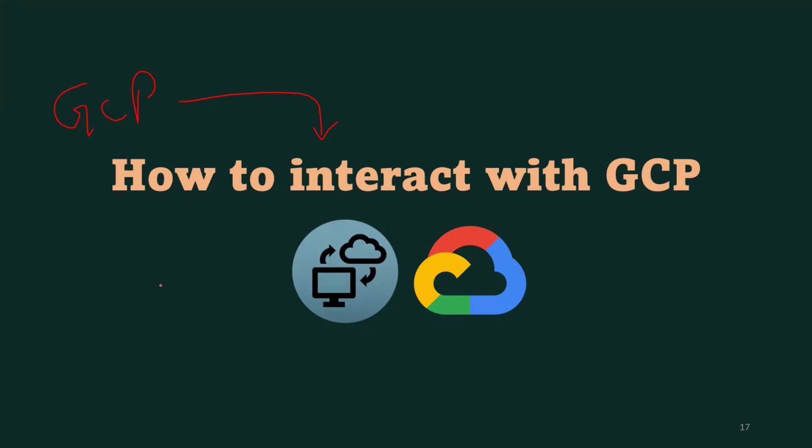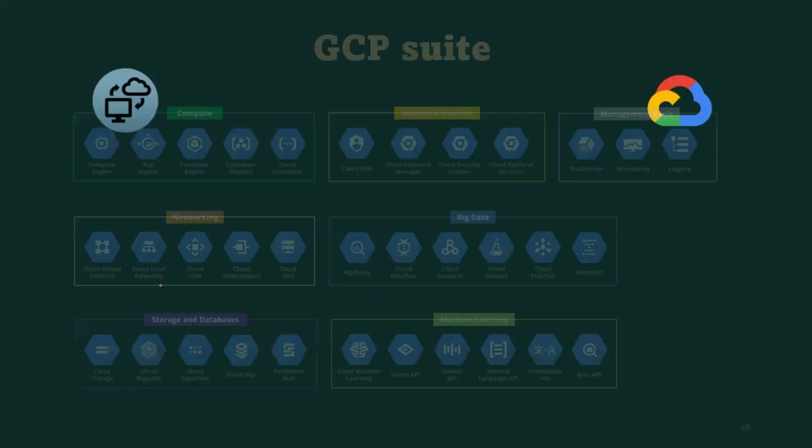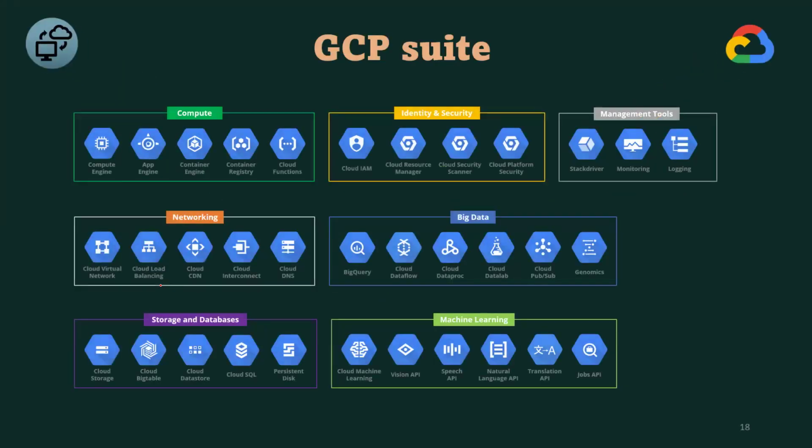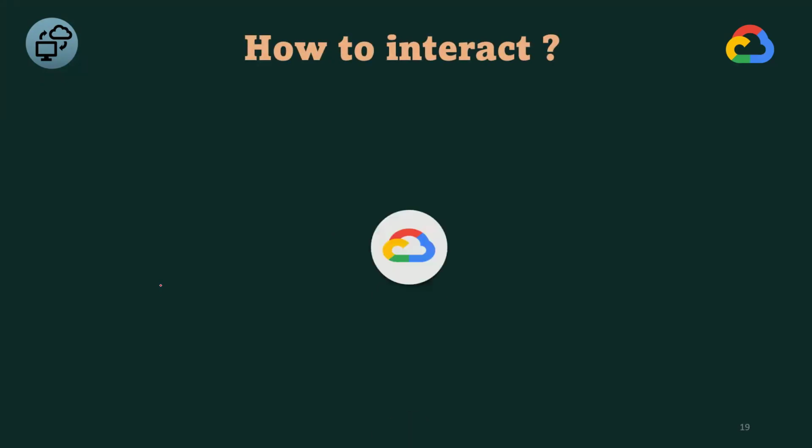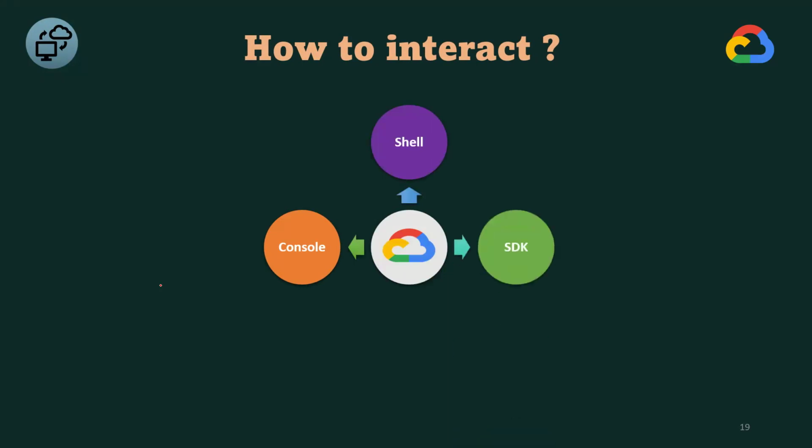Sir, in Google Cloud Platform, we have plenty of services. We have compute services, identity and security services, management tools, networking, big data, storage and databases, and machine learning. Sir, if I wanted to work with all of these services, how can I work with them? How to interact with these services? If you wanted to interact with any of these services, we have the first tool, that is the console. Our console is a web user interface. We have Cloud Shell, which is a command line interface. We have an SDK, which is a software development kit.